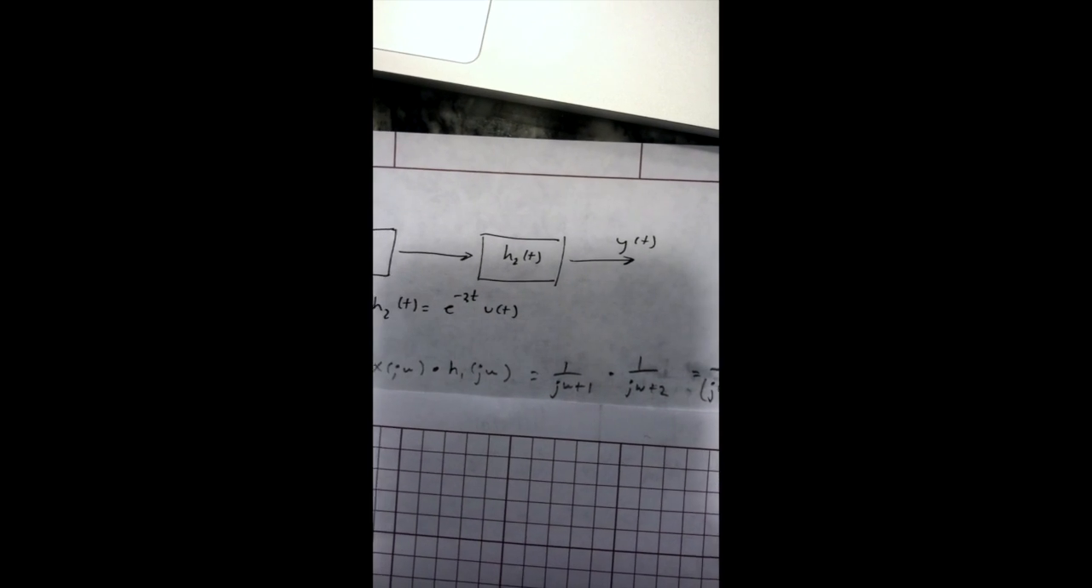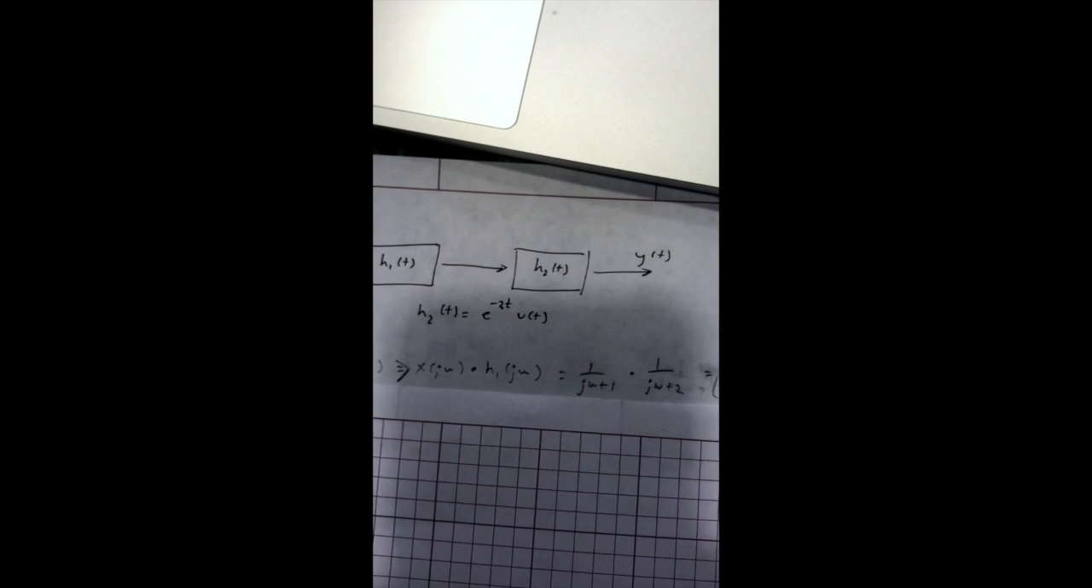like 1 over (j omega) squared plus 3j omega plus 2. But it's a bit beneficial to keep it in the form 1 over j omega plus 2 times 1 over j omega plus 1, right? So this gives you the output of the first signal being shifted to the first system. Now you want to shift this output to the second system, and that will give you y of t.